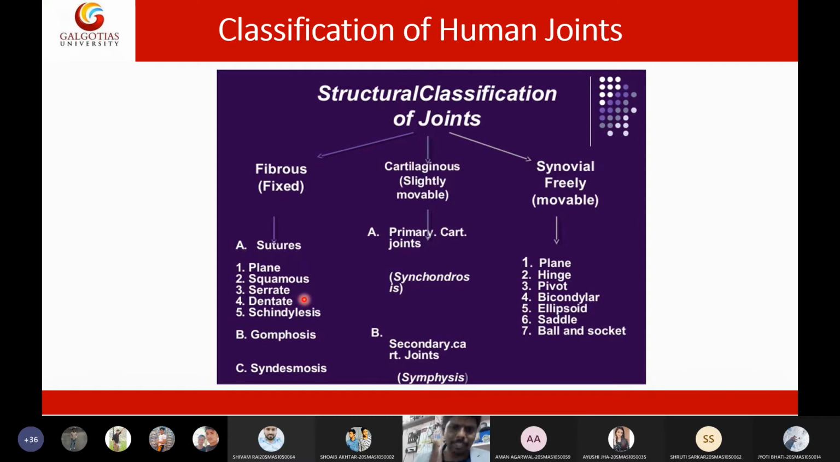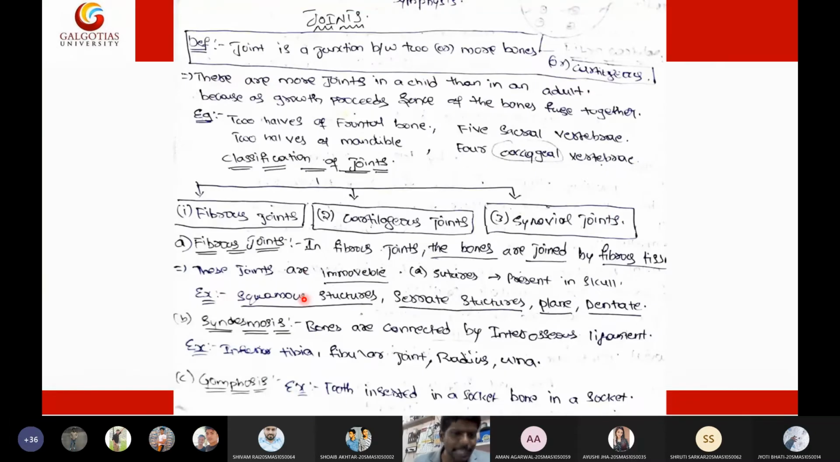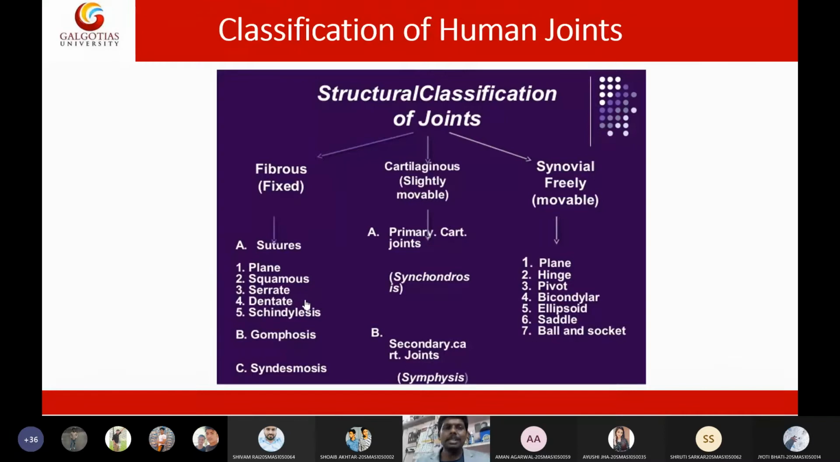Then the second type of fixed joints are the joints present in the teeth and jawbone socket. Okay, so it is like a joint inside a socket of another joint. So such type of joints are called gomphosis. So gomphosis is one type, and the third one is syndesmosis.